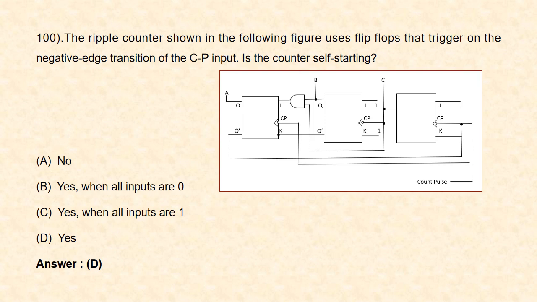Next question. The ripple counter shown in the following figure uses flip-flops that trigger on the negative edge transition of the clock pulse input. Is the counter self-starting? Option A, no. Option B, yes, when all the inputs are 0. Option C, yes, when all the inputs are 1. Option D, yes. Here, option D, yes, is the correct answer. Let us see the solution.